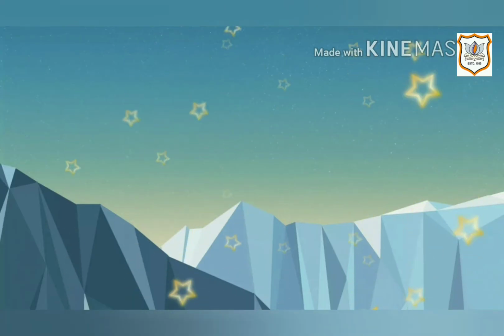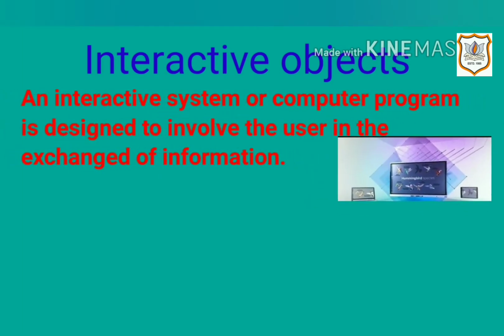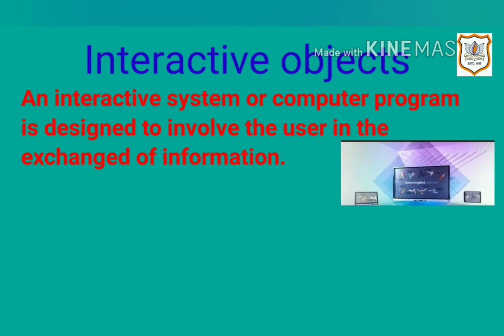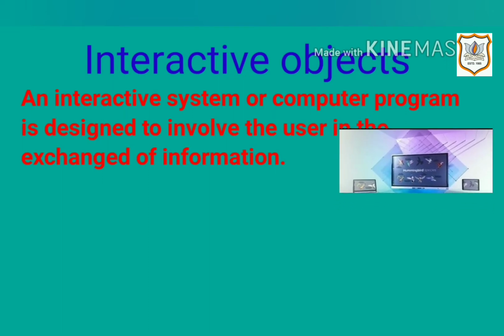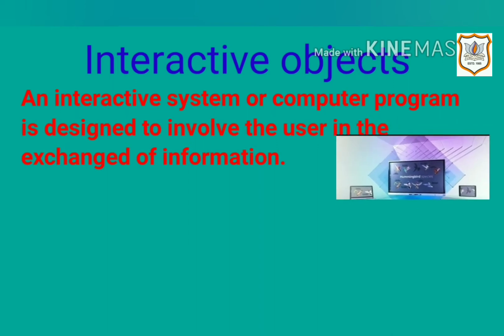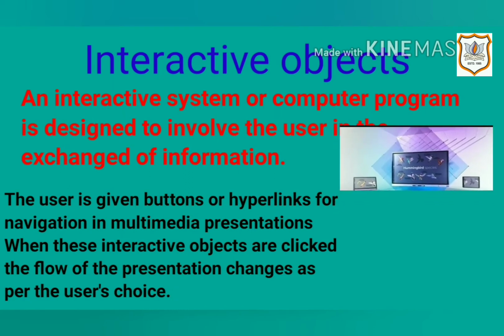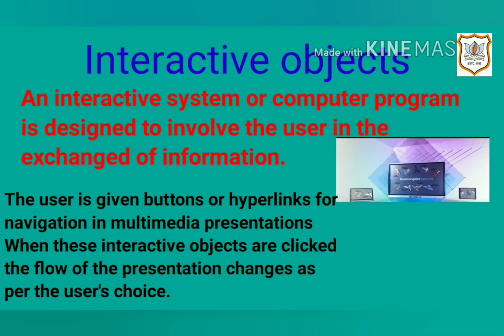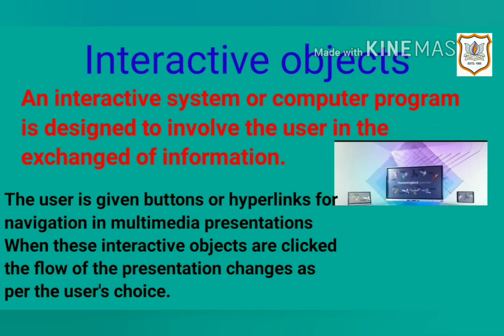Let's start our next topic of chapter number 1, interactive objects. Interactive object means an interactive system or computer program is designed to involve the user in the exchange of information. Example, interactive teaching methods. For a multimedia presentation to be effective, it should have maximum interactivity. The user is given a button or hyperlink for navigation in the multimedia presentation. When these interactive objects are clicked, the flow of the presentation changes as per the user's choice.